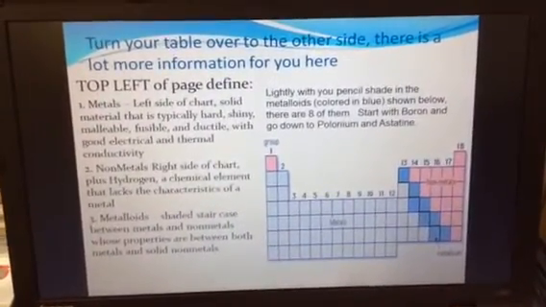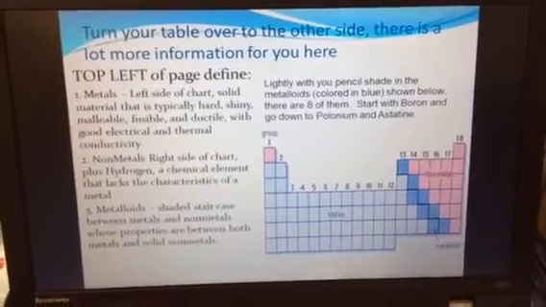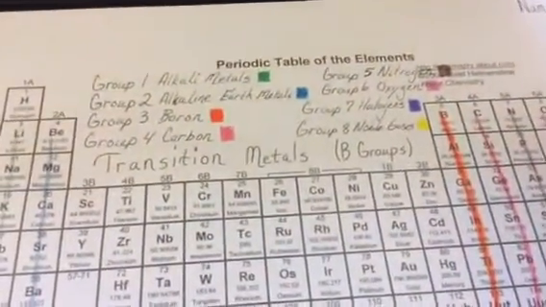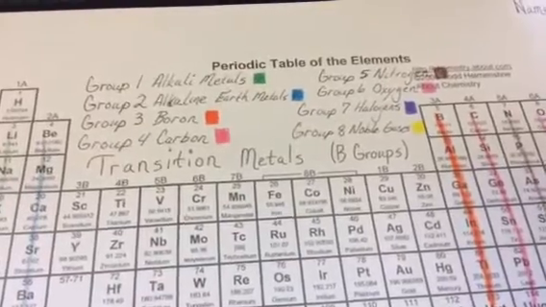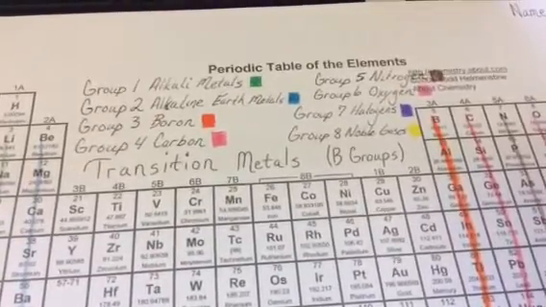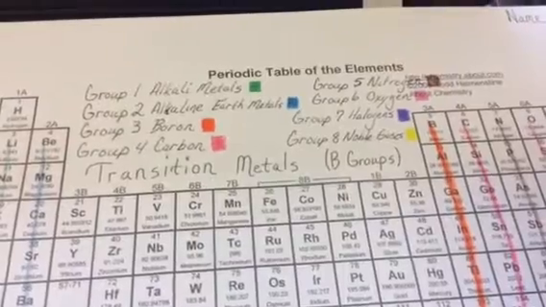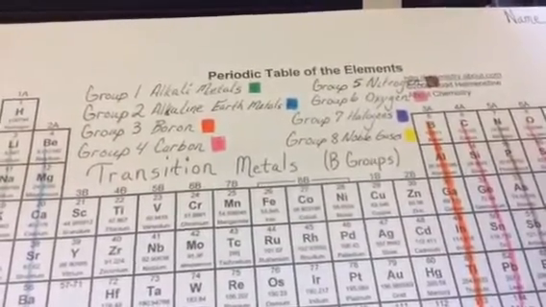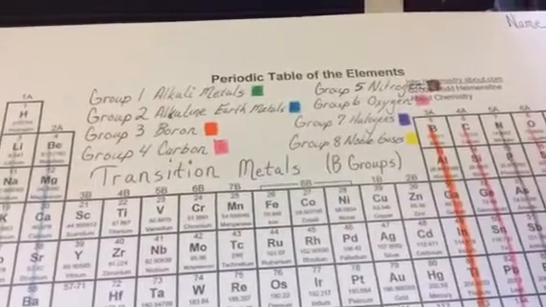Now, once you're done coloring and have it labeled, and remember, this is how you're going to label it. Make sure you name each group. Make sure you put a color square with each name of group. That way you know which is which and can associate those elements with that group.